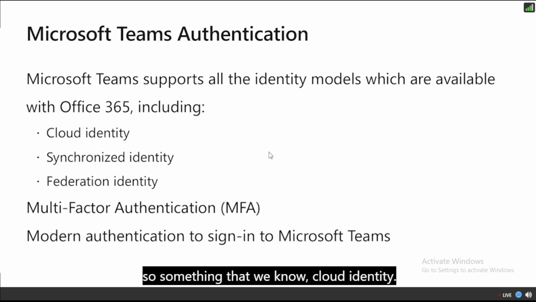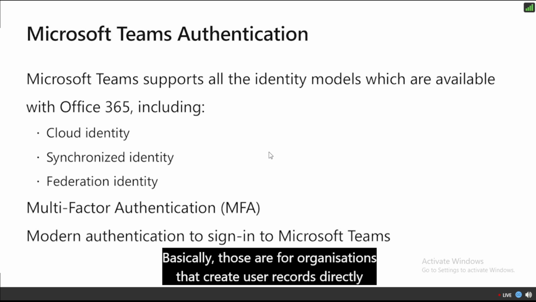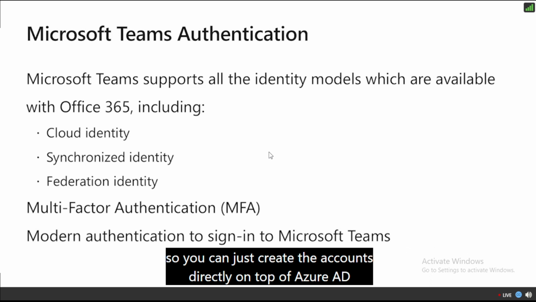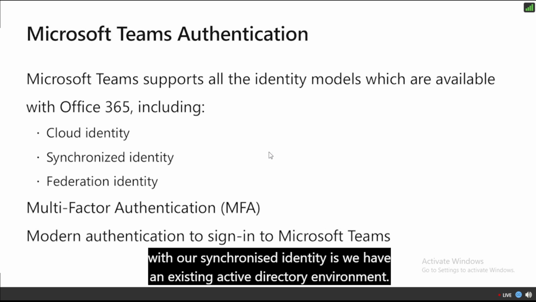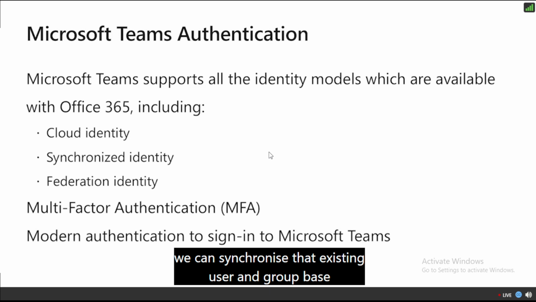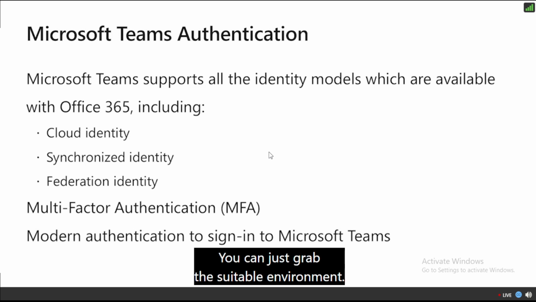In terms of authentication, Microsoft Teams supports at a glance 3 types. First, cloud identity. Those are for organizations that create user accounts directly in the Azure AD environment. Maybe as you're starting, you don't require an existing Active Directory environment, so you can just create the accounts directly on top of Azure AD. Secondly, synchronized identity. Here we have an existing Active Directory environment. You can synchronize that existing user and group base to Azure AD and use those user accounts for Microsoft 365. So you don't need to recreate your whole user base. You can just grab what's in your environment.